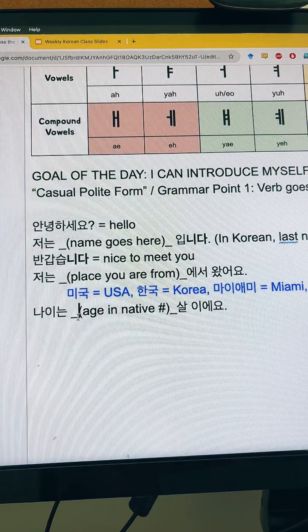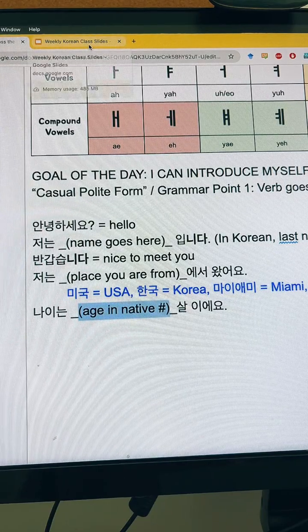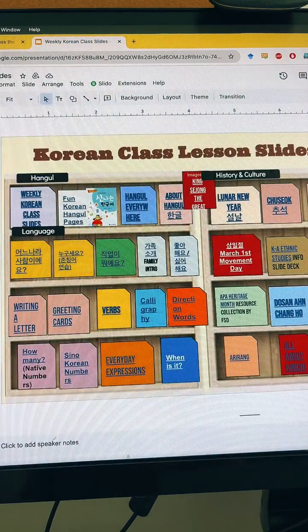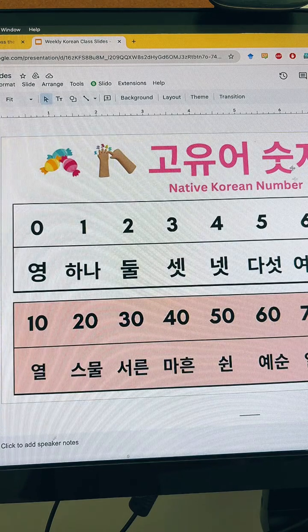So this calls for a quick lesson on the native numbers. So if you didn't know, there are 2 ways to say numbers in Korean. Usually my students go, oh man, because there's two things you have to learn. So the native number is here.